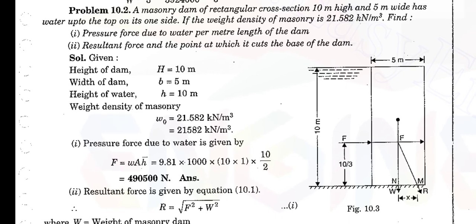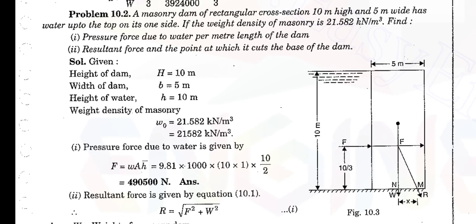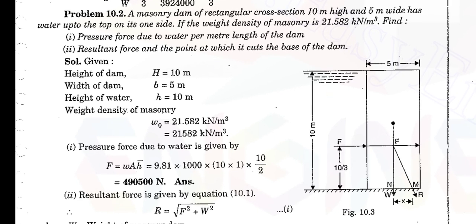So, first one is a rectangular dam, a masonry dam of a rectangular cross section, 10-meter height and 5-meter wide, have water up to the top of one side. So, it means that the overall height is 10 meters. So, the total 10 meters is residing with the water. If the weight density of the masonry is 21.582 kilonewton per meter cube, find pressure force due to the water per meter length of the dam and resultant force and the point at which it cuts the dam.